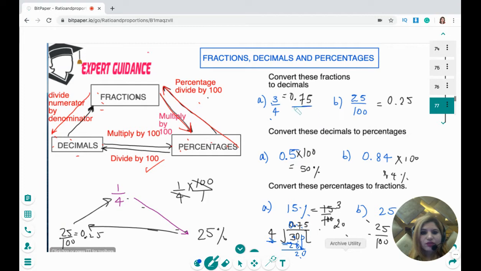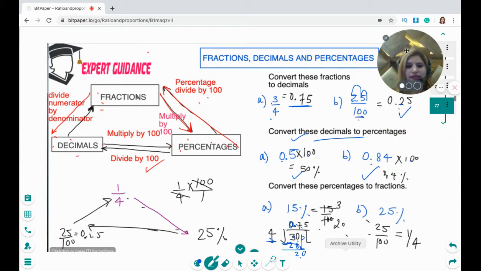So that becomes 0.75. Next, 25 over 100. It means that I have to divide it by 100. To divide by 100, move the decimal 2 places to the left, so it is 0.25. Next is convert these decimals to percentages. So 0.5 multiplied by 100 gives 50%. 0.84 multiplied by 100 gives 84%. Next is convert these percentages to fractions. So 15% is 15 over 100, 25% is 25 over 100.